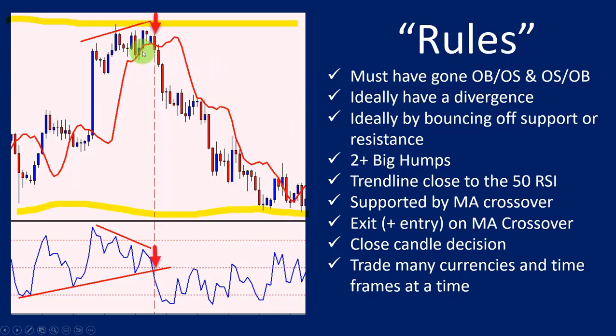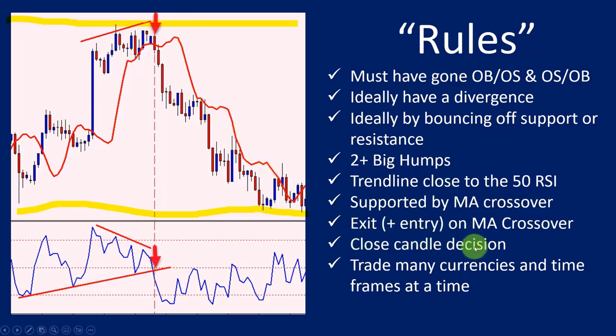So you use the RSI to point you in the correct direction. You use the moving average to keep you in the trade. You could also exit earlier. If this was a very strong support level, then as the price reaches that support, you would exit there. That's an alternative exit. Okay, so the moving average does play a role in this technique.